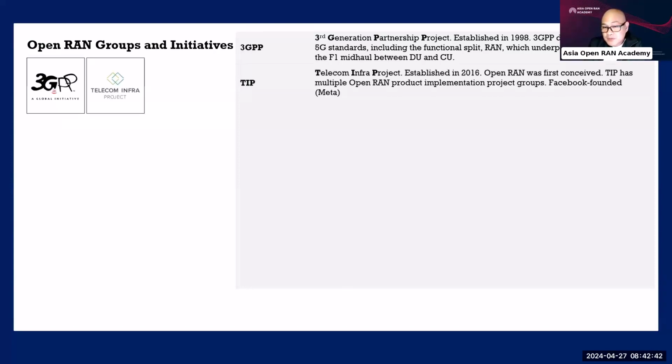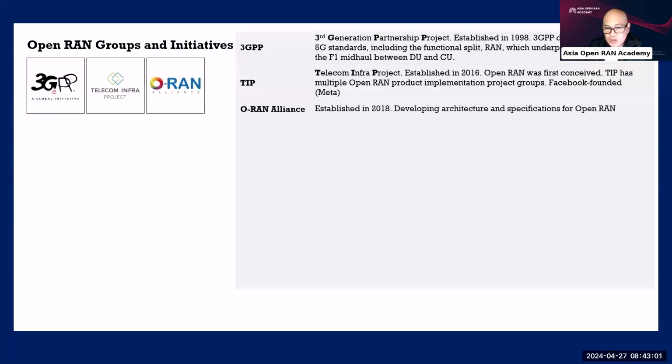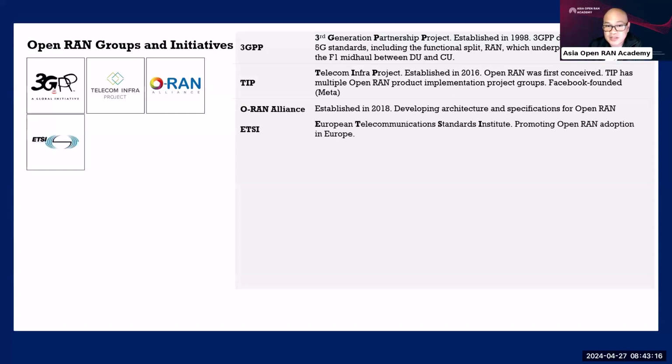TIP, Telecom Infra Project, established in 2016. This is where Open RAN was first conceived, and TIP has multiple Open RAN product implementation project groups, and it was founded by Facebook or Meta. And of course, the O-RAN Alliance, which was established in 2018, are the ones developing the architectures and specifications for Open RAN. Later on, we'll focus on the O-RAN Alliance.